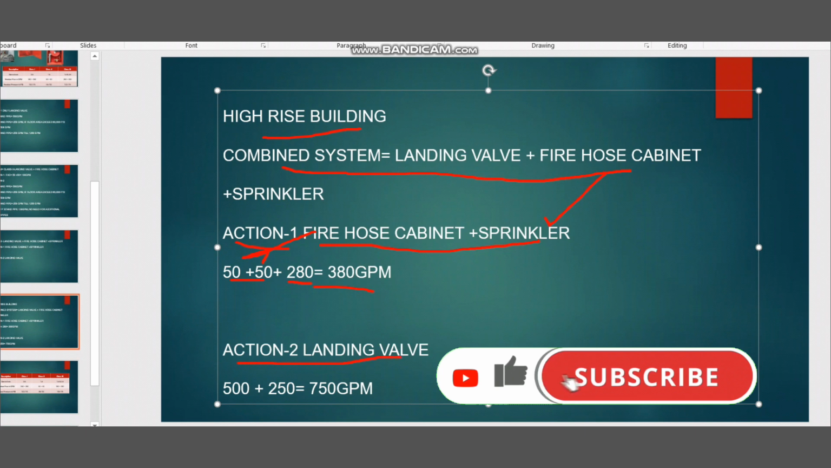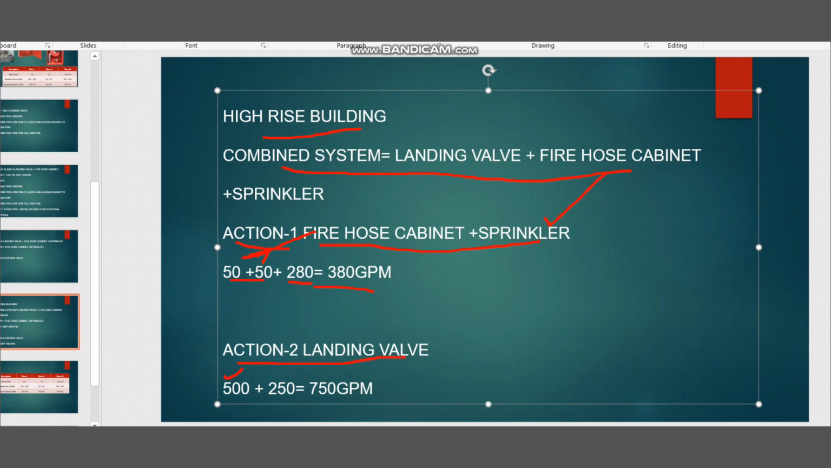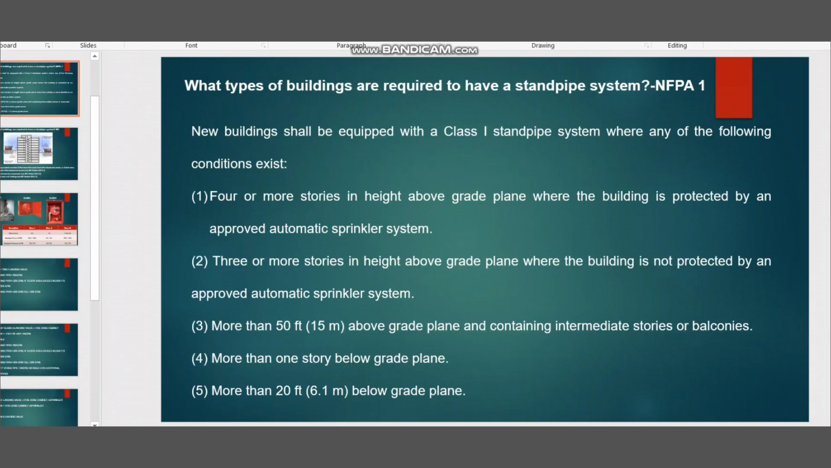And the second action is the landing wall. The first, the remotest standpipe, I consider 250 plus 250, two landing wall, as a 500 GPM. And the next standpipe, we have to consider 250 GPM. So total, it is 750 GPM. Compared with these two, 750 GPM is higher, so we have to select the fire pump for 750 GPM.